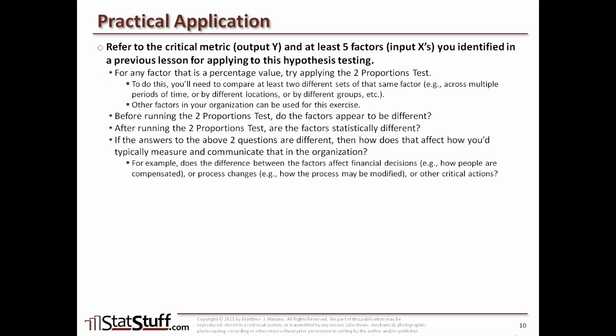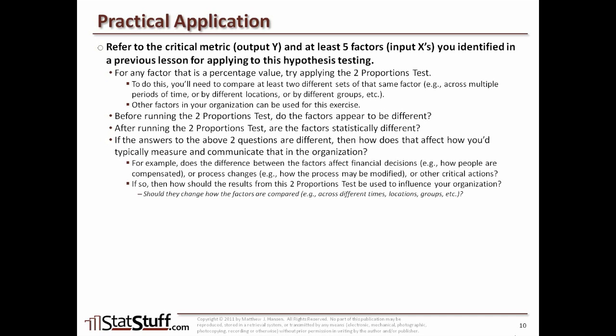As an example, does the difference that you might see between the factors affect financial decisions? That is, how people are going to be compensated, or certain process changes, such as how the process may need to be modified, or are there other types of critical actions that could come out of this? If it does make that kind of change, then how should the results from this two proportions test be used to influence your organization? That is, should they change how the factors are going to be compared, like if they want to compare them across different times, locations, or groups? Or should they change how the factor is actually being measured? Or maybe they should change how they react when they compare the metric in this way.